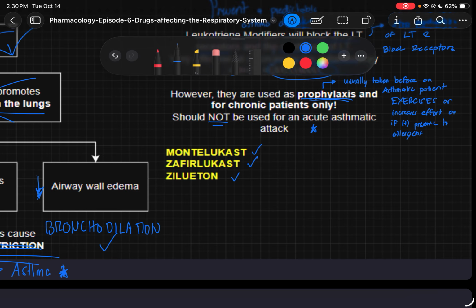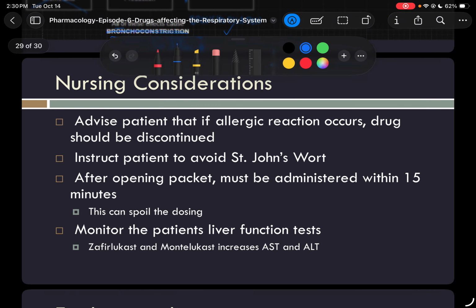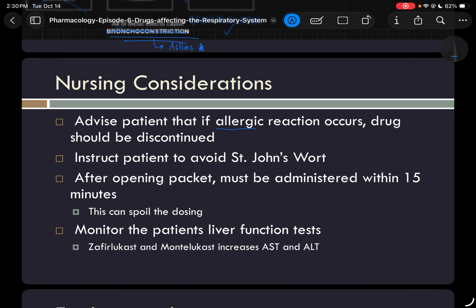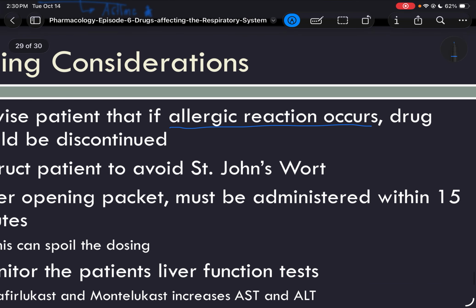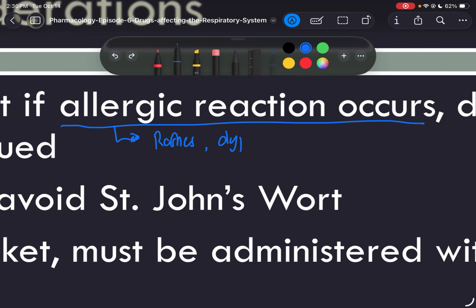No, Zileuton. Now, what do we need to consider when it comes to these drugs? Number one, advise the patient that if allergic reaction occurs, the drug should be discontinued. Okay? Allergic reactions like, for example, class, rashes. Diba? Rashes. What else? Dyspnea. No? Dyspnea. What else? No? The presence of hives. Kana. No?